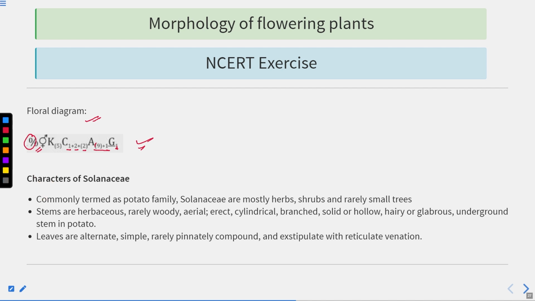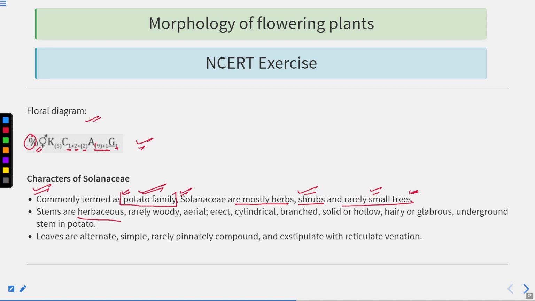Now, characteristics of the Solanaceae family. Another family, Solanaceae, is commonly termed the potato family, because potato is one of the very important plants and it belongs to this family. Solanaceae are mostly herbs, shrubs, and rarely small trees. If you look at the habit of the plant, they are mostly herbs. Sometimes some shrubs are also reported in this family, and some trees are also there.